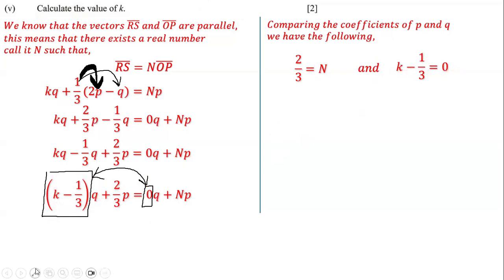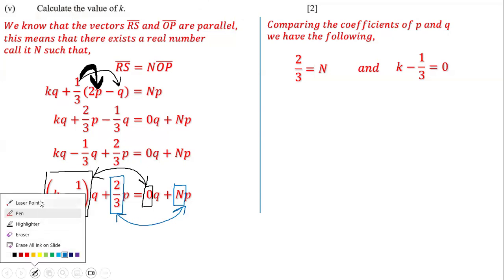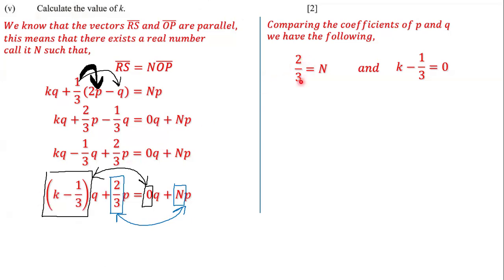And the same thing is true for P, right? If these two equations are equal, that means that the coefficient of P on this side has to be equal to the coefficient of P on this side, right? Because the two sides are equal. So if we have a coefficient of P on this side, it has to be equal to the coefficient of P on this side as well. All right, and so that's the logic, that's the idea behind it. And so what we have? We have 2 over 3 equals n, and then we have K minus 1 over 3, which is equal to 0.